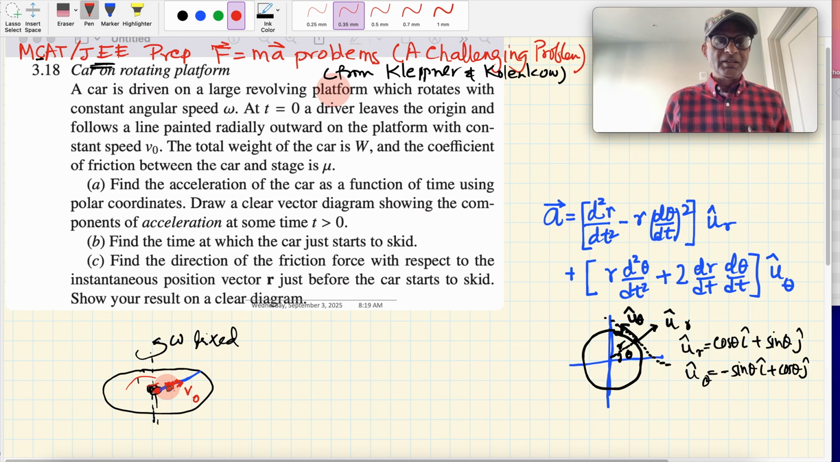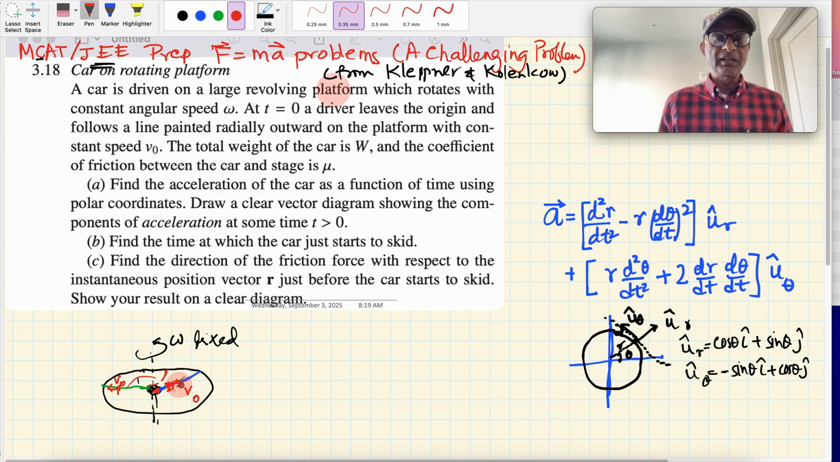Sometimes it's over here, and at another time the velocity is pointed this way. This line painted will go there, and if the car has moved over here, it's going in that direction at that point, with speed v0. But it's constant no matter what. It's always radially outward. Of course, the weight.